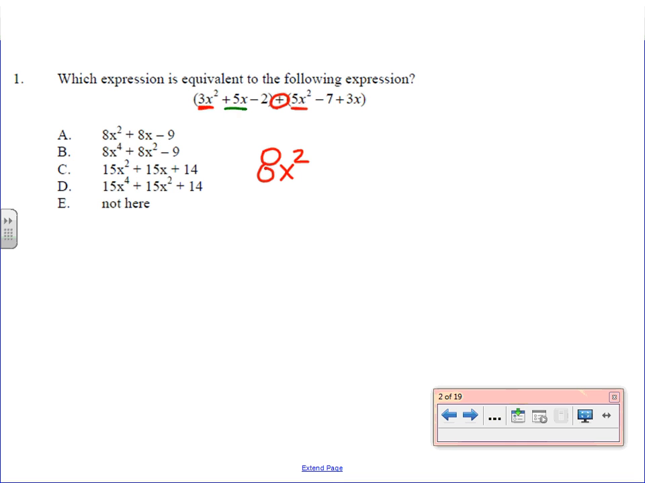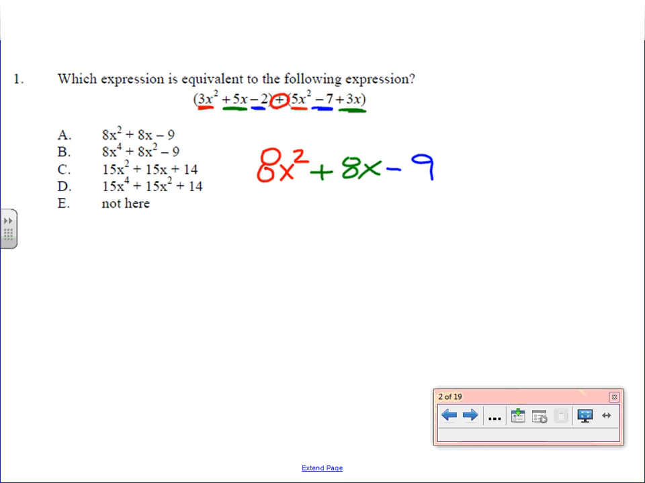Now I'm going to add the x's. I'm going to add this x with this x. So if I add 5x's with 3x's, that's going to give me 8x's. Now I'm going to add these numbers that don't have letters on them. We call those coefficients. Not coefficients, but constants. We're going to add the constants, the negative 2 plus the negative 7. When you add a negative 2 plus a negative 7, you get a negative 9.